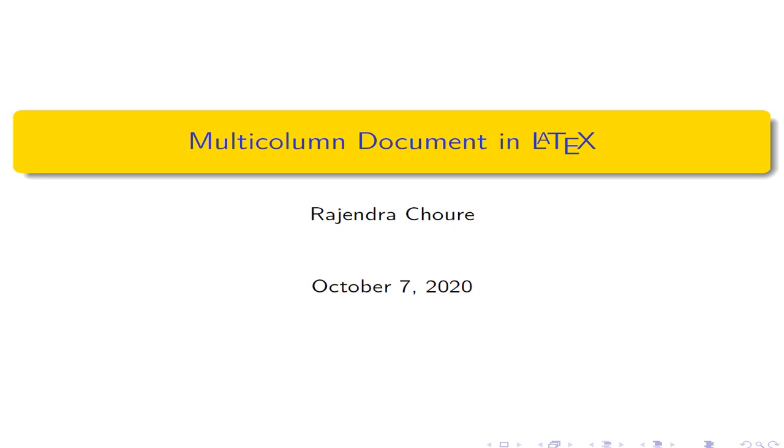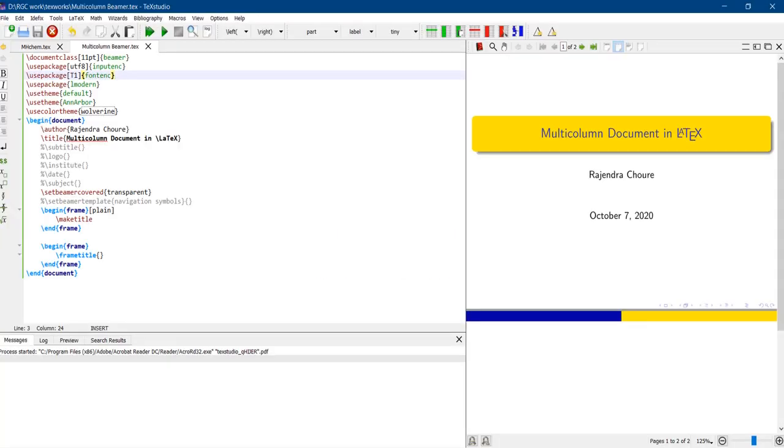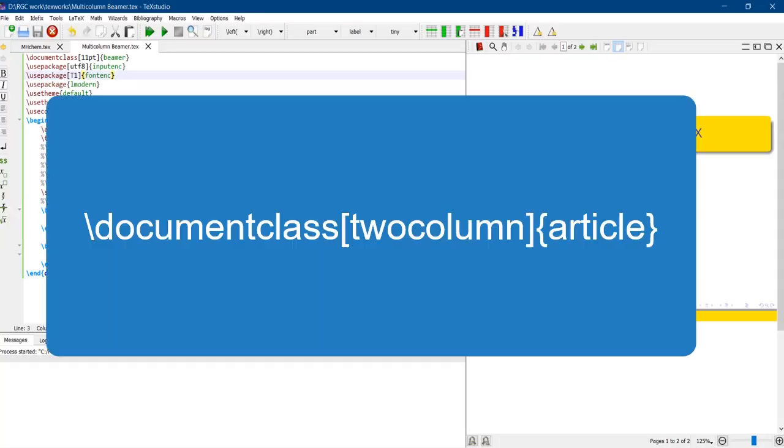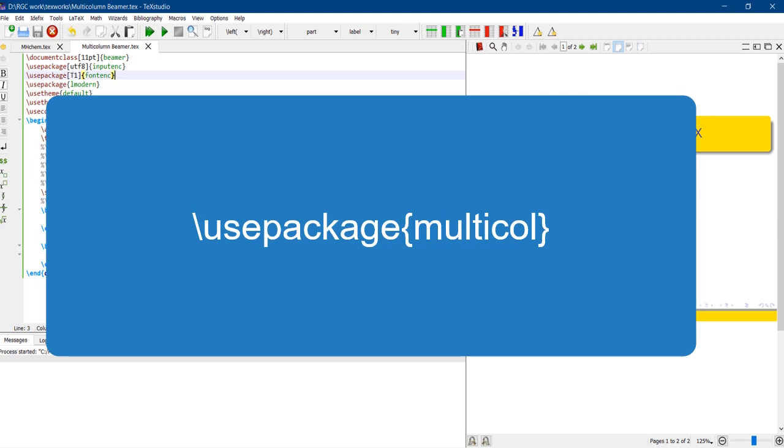Hello friends, welcome to this session of LaTeX tutorial, and in this session we are going to discuss multi-column document. There are two options to get multi-column document in LaTeX. One is to use two-column option in document class or to use package multicol.